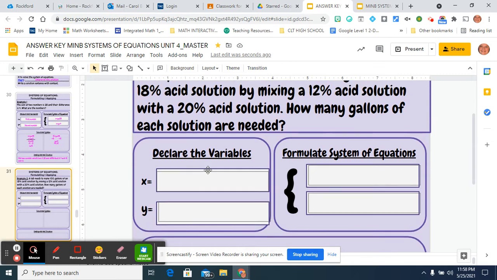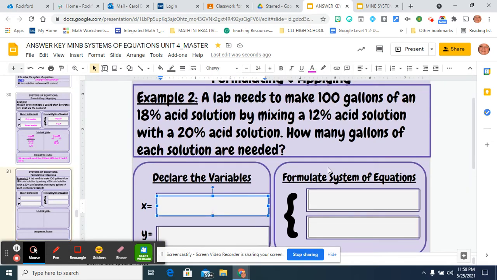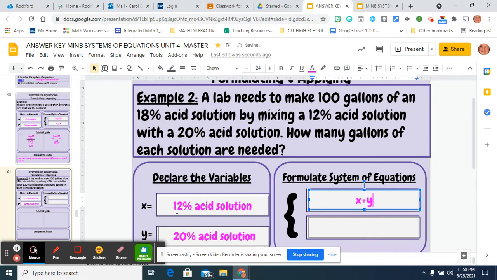So declaring the variables, X, I'm just going to pick that it's going to be the 12% acid solution. And Y gets to be then the 20% acid solution. And so what do I know? I know two things. I know that they need to make 100 gallons of this, and that the final solution is 18% acid. So in the first one, I'm going to take my X plus my Y, and I should say over here when I declare the variable that this is going to be the number of ounces, or actually number of gallons.